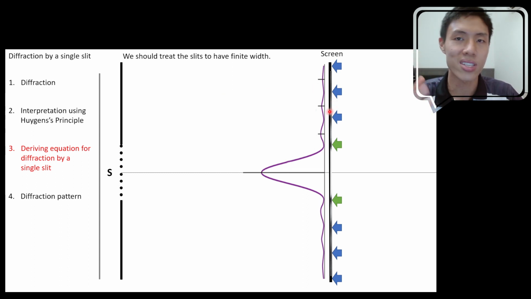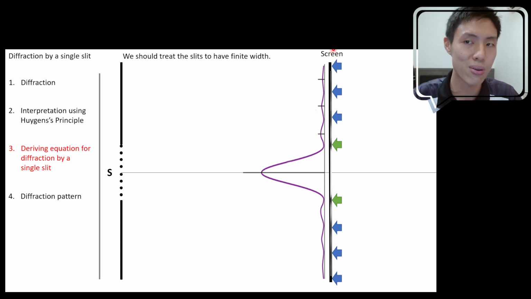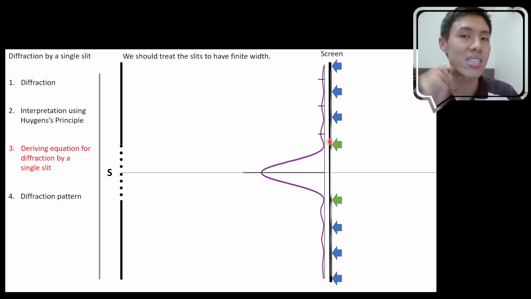The majority of the waves actually cancel each other out, so it gets even dimmer outwards. Okay, so it is the destructive interference that is the key in causing the black fringes, the dark fringes that you see here.